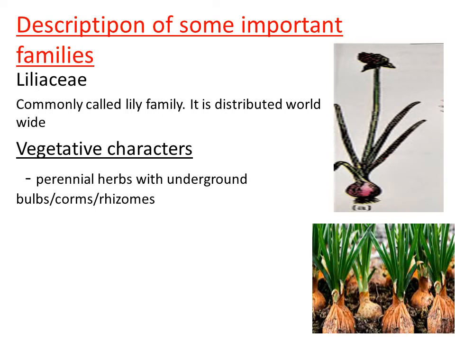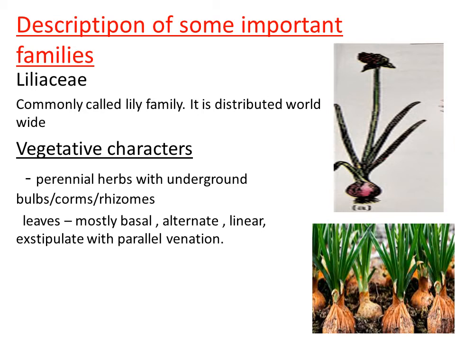If you look at the leaves, they are mostly basal. From the base of the plant, the formation of leaves takes place and they are arranged alternately. The arrangement of leaves is alternate and the leaves are linear. You can have a look at the diagram. The leaves are very linear, that means they are straight. And exstipulate. Stipule is not present on the leaf.